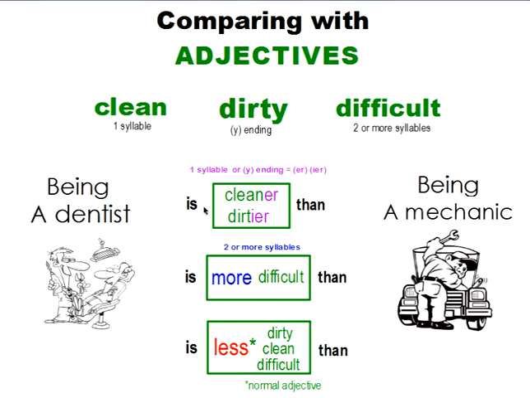Okay? So again, using the comparison with the adjectives, I need to think: one syllable, ER. Y ending, IER. Two or more syllables, I use more. And for any adjective, I can use less. And don't change the adjective. Good.